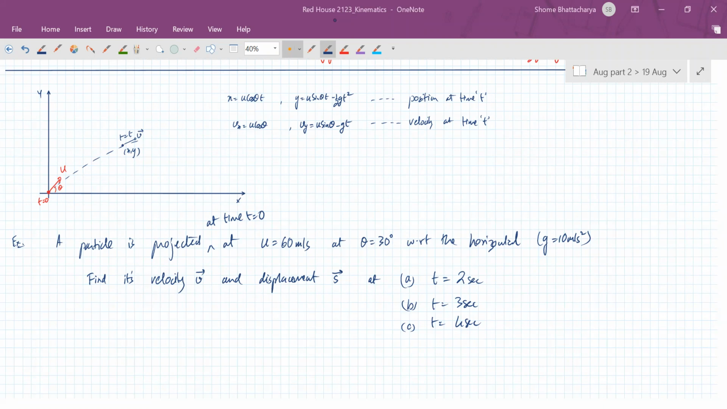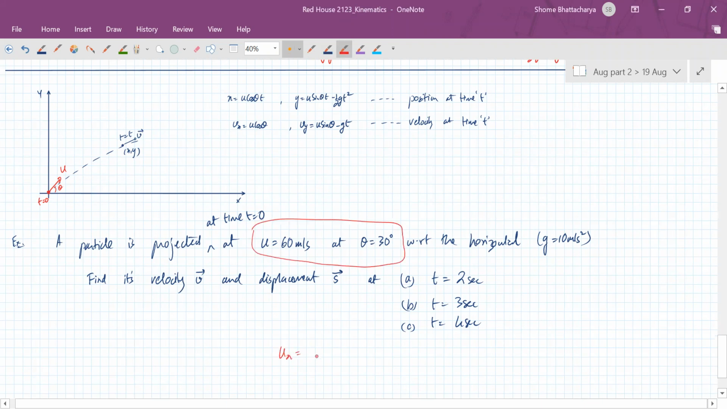So you can see that from this information that is given, the initial velocity's x component is how much? It is 30 root 3 meters per second. And the y component is 30 meters per second. And g is 10 meters per second square. So from this, we can see that in general, our x coordinate as a function of time will be 30 root 3 t, and our y coordinate as a function of time will be 30 t minus 5t square.